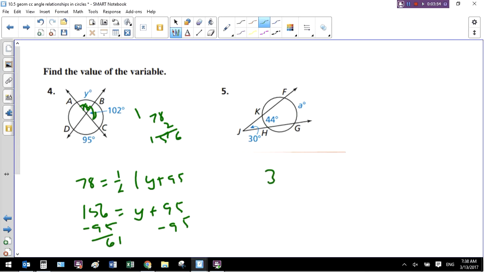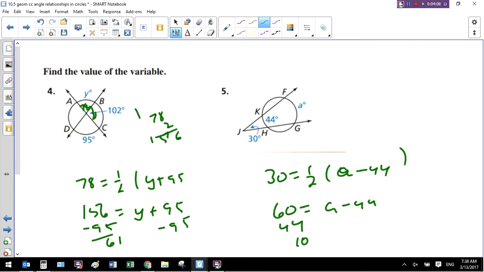Same idea here. 30 is equal to 1/2 of a minus 44. It's always the larger angle, subtract the smaller. Multiply it by 2 over here, so 60 is equal to a minus 44. Add 44, and a is equal to 104.